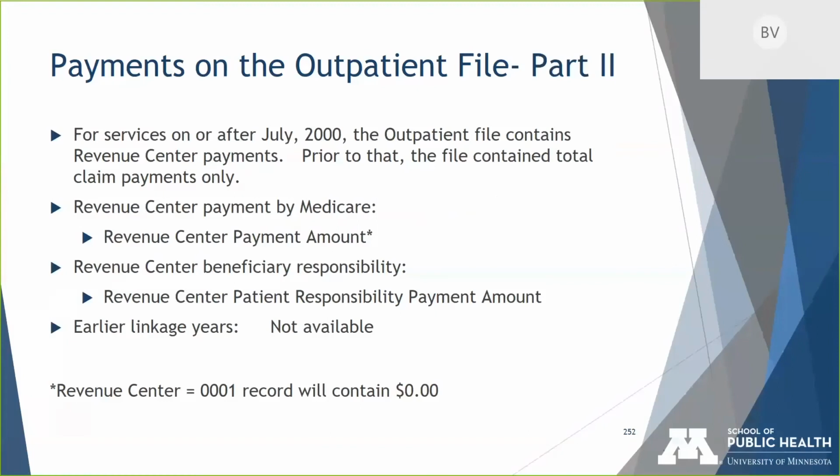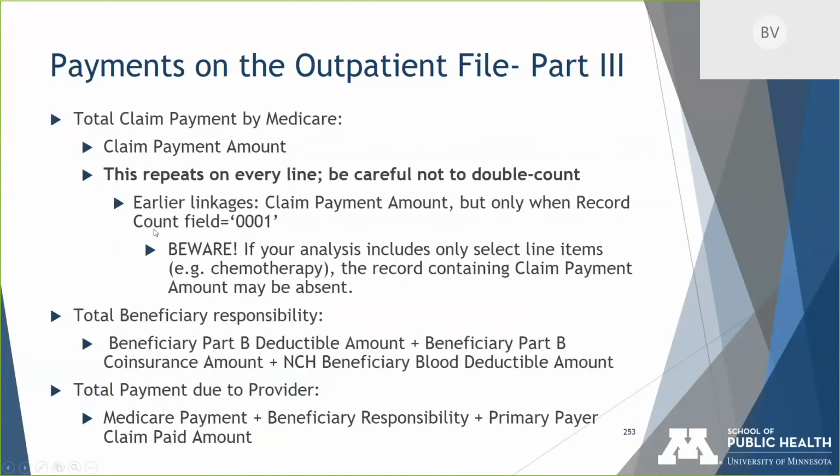The revenue center payment from Medicare can be found in the revenue center payment amount. The revenue center beneficiary responsibility is found in the revenue center patient responsibility payment amount. Earlier linkage years did not have all of this detail at the revenue center level. It only had the claim level. And just to note, that summary record that we talked about will have a claim payment amount of 0. So it doesn't have the whole summarized information.